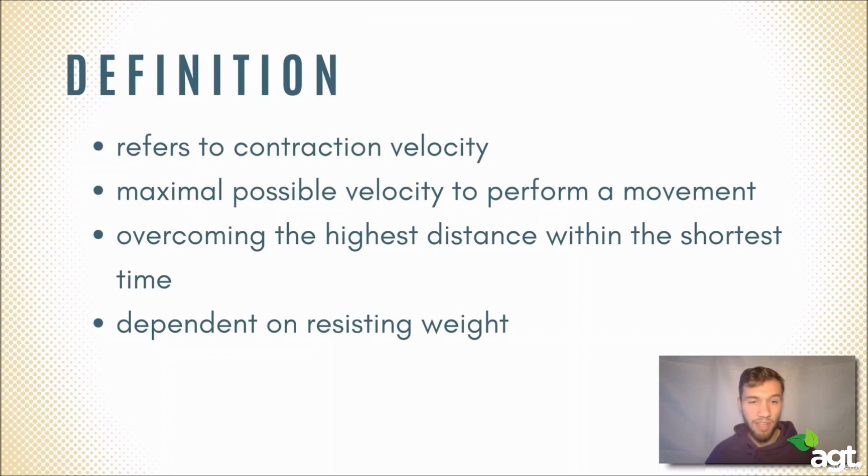Of course, our maximal speed is heavily dependent on resisting weights, which can be the body weight during a jump, or it can be a dumbbell during a bicep curl, for example. Whether it's our body or a dumbbell, in either case it influences the velocity that the body can be moved at.